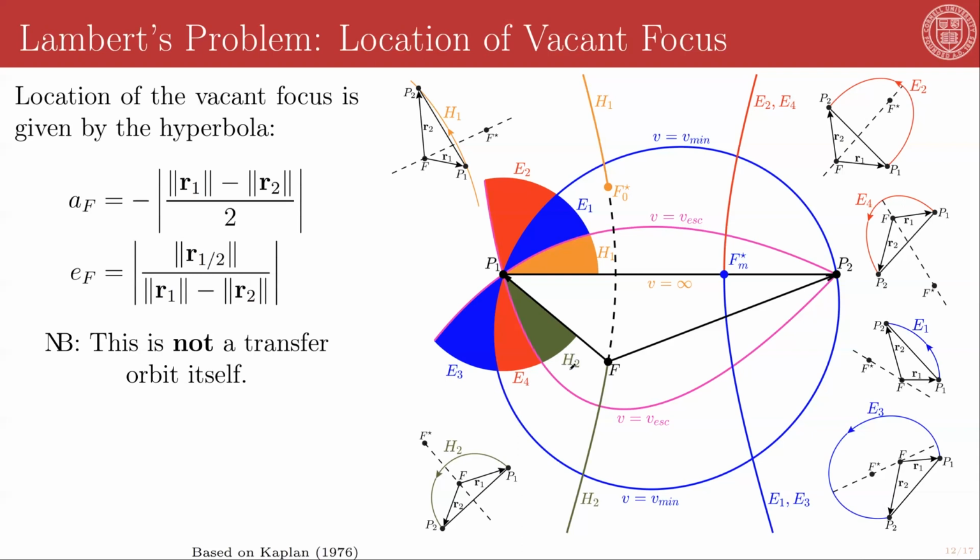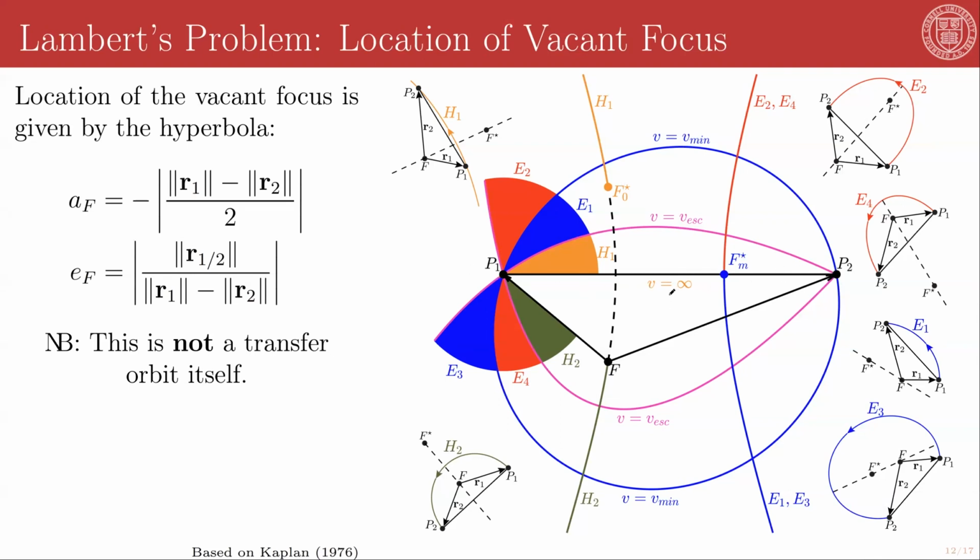The H2 vacant focus location branch starts immediately below the location of the filled focus and then goes onwards to infinity down the branch of this hyperbola. However, the H1 branch starts at this F0 star vacant focus location. The significance of the F0 star vacant focus is that this describes the orbit in which P1 and P2 are connected by a straight line.